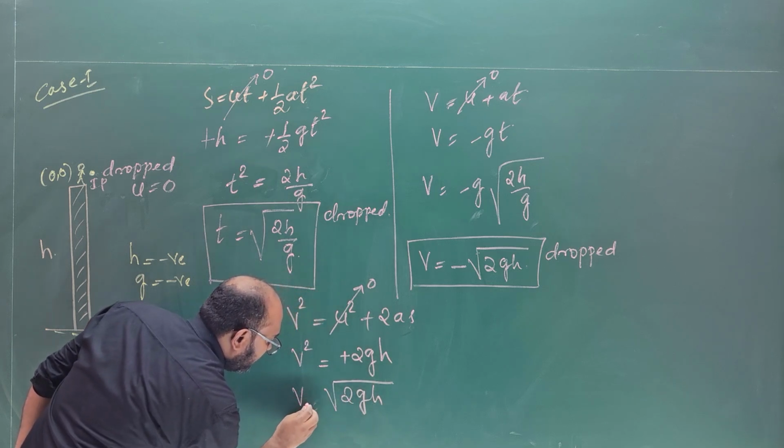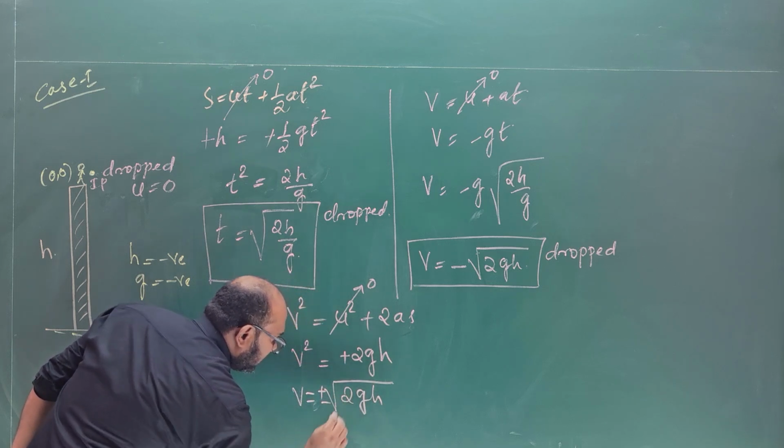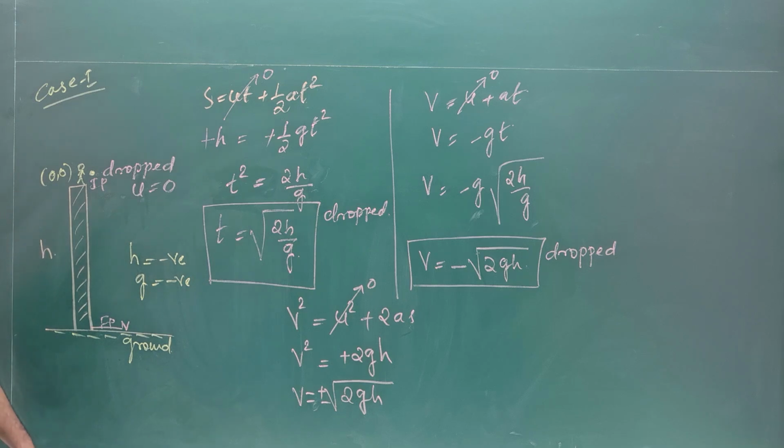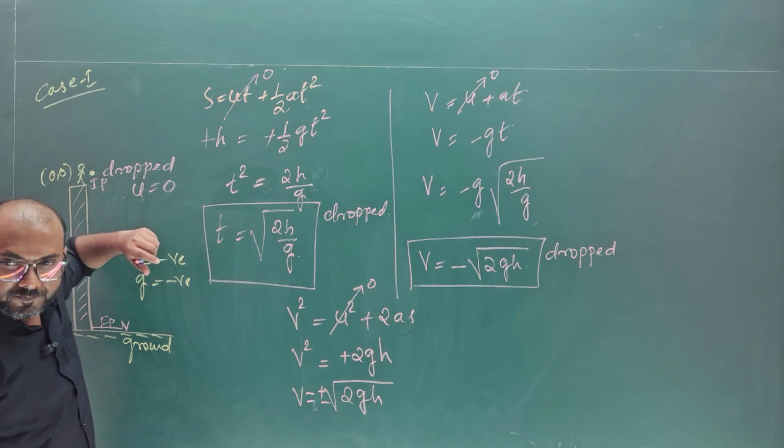Can I say whenever the square is transferred to the other side as a root, it becomes plus or minus? Now, which one should I consider? Plus root 2gh or minus root 2gh? Minus root 2gh. Why? Because the object is going in the downward direction.